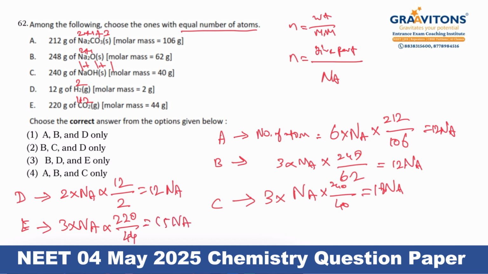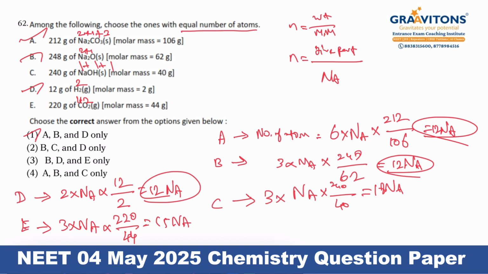They are asking for equal number of atoms. We have 12 Na here, 12 Na and 12 Na here. So the correct options are A, B, and D. A is right, B is equal to that, and D is equal to that. So A, B, D is the right choice.